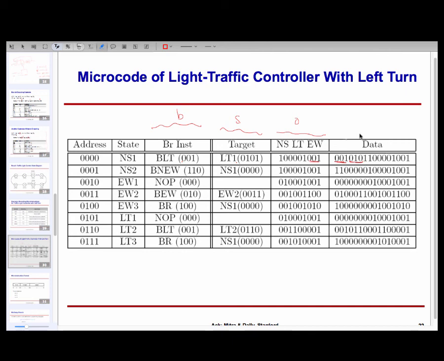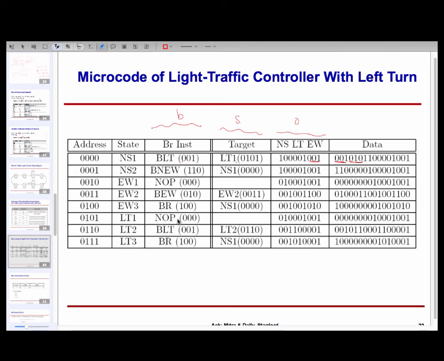Okay, so in the very first state, I'm saying branch if left turn signal is there, so that's the branch instruction 001, and what you see out here is 001. The target of my branch is LT1, which is this state, whose address is 0101. So you see out here 0101 being listed, and then finally I'm going to have the rest of the data bits, which are basically going to be my output bits, but let's focus on these two for now.